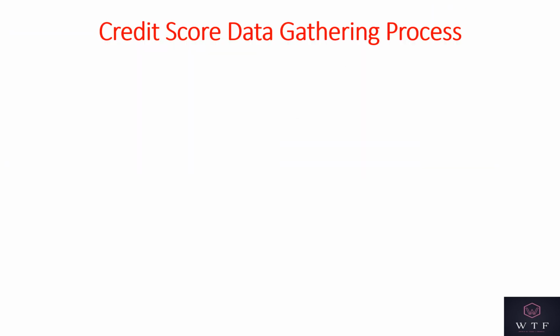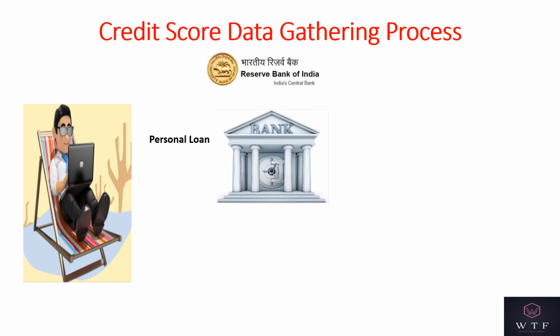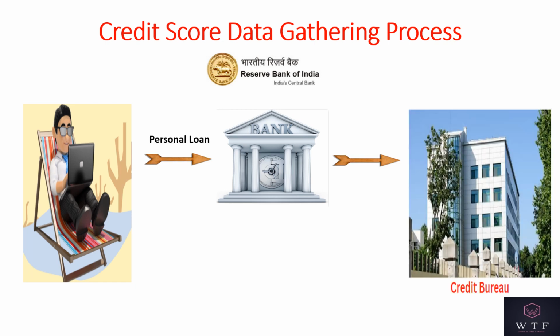So friends, let's try to understand how this credit score data is gathered. The Reserve Bank of India, or India's central bank RBI, has issued a guideline to all the banks and NBFCs that they need to submit all credit data of individuals to the credit bureau. So for example, if you have applied for, let's say, a personal loan to any bank, then the bank needs to submit that data to the credit bureau within 30 to 45 days of the date of application. The data that they submit would contain details like the loan amount, the loan tenure, interest rate, etc.